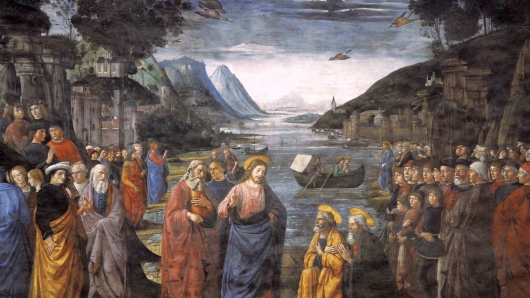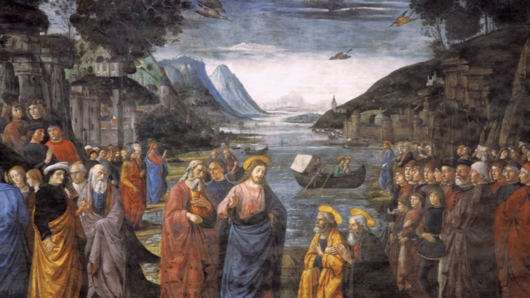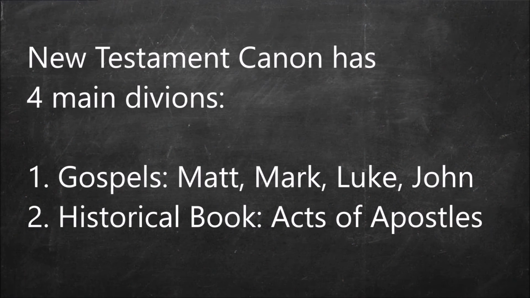Yet these 4 perspectives point to Christ and what he's done. All right, now following the Gospels, we have an historical book. It's known as the Acts of the Apostles. And this is an account of the first generation of Christians and their lives. So you have the 4 Gospels, then you have an historical book, Acts of the Apostles.